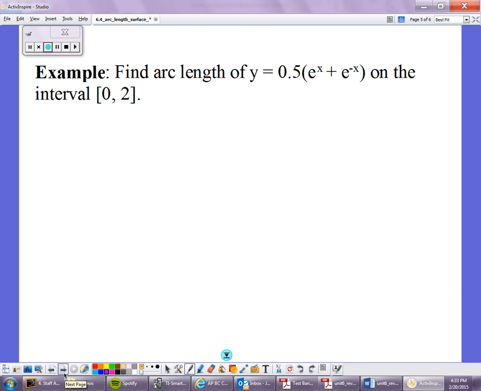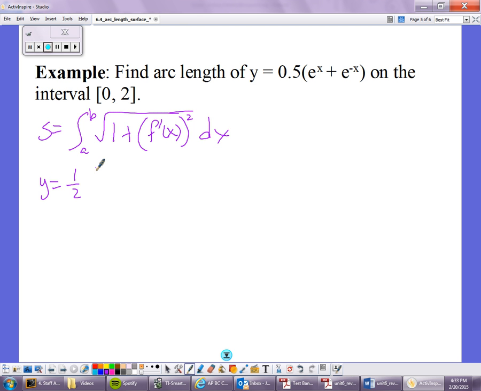Alright, I'm going to do another one. Same thing here. Find the arc length of y equals 1/2 times e to the x plus e to the negative x on the interval 0 to 2. So again, s is going to be the integral from a to b of the square root of 1 plus f prime of x squared dx. So y equals 1/2. I'm writing it as 1/2 instead of 0.5. I hope that doesn't confuse anybody too much.